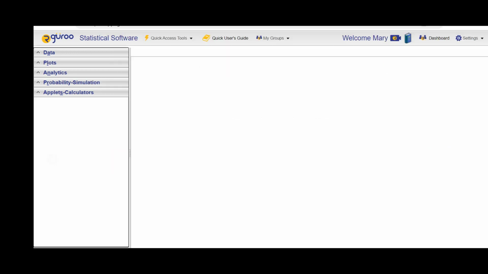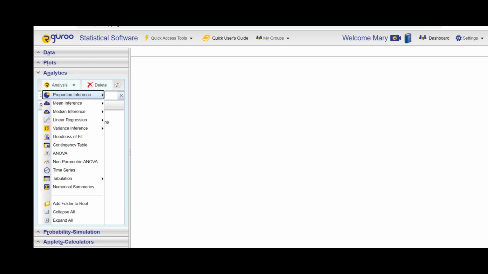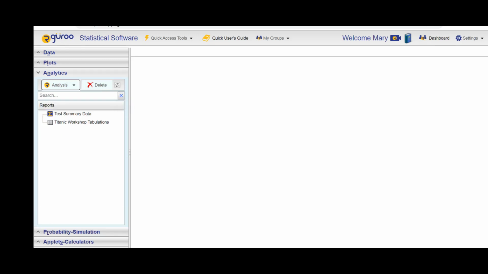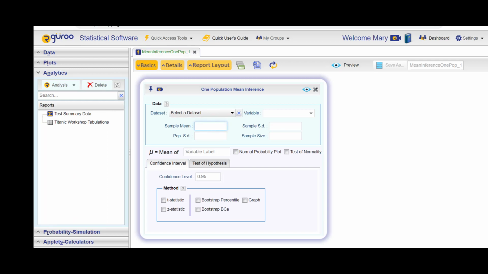So I'm going to move over to Rguroo, and we're going to click Analytics, choose Analysis drop-down, and choose Mean Inference, one population. And then we're going to put in our sample mean, which we said was 21.5, and population standard deviation, because that's what they gave us, is 8. And sample size is 100. We need to make sure we label our variable. So this is the mean time of Facebook visits. So the mean of Facebook visit times.